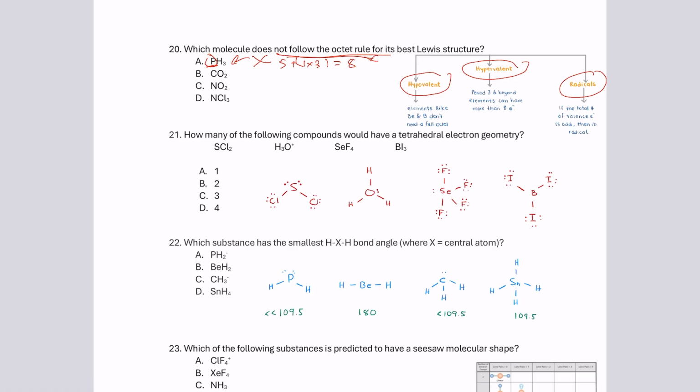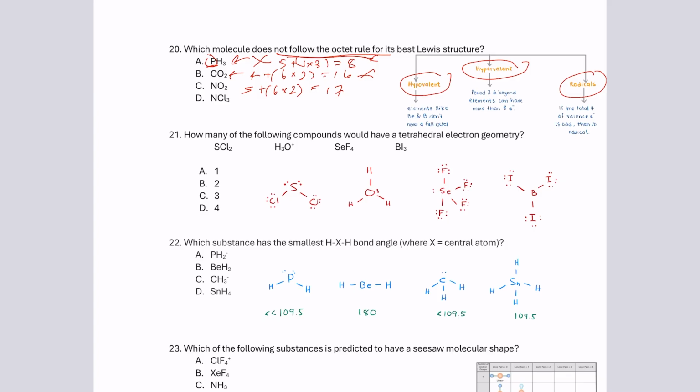Then we can do carbon dioxide. Carbon has 4 valence electrons. Oxygen has 6, and there are 2 of them. So this is going to give us 16 valence electrons. That's an even number, so it's not a radical. Then we have NO2. Nitrogen has 5 valence electrons. Oxygen has 6, and there are 2 of them. This gives us a total of 17 electrons. This is a radical because it has an odd number of electrons.